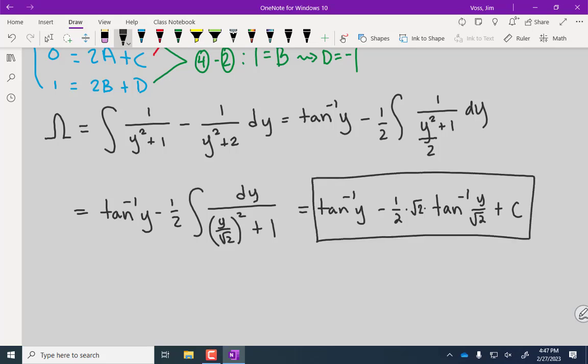Wait, can you say that again? Sure. So now we're in arctangent form. The derivative of this is 1 over root 2. The derivative of that is 1 over root 2. So dividing by 1 over root 2 is the same as multiplying by root 2. If you divide by 1 over root 2, that's the same as multiplying by root 2.